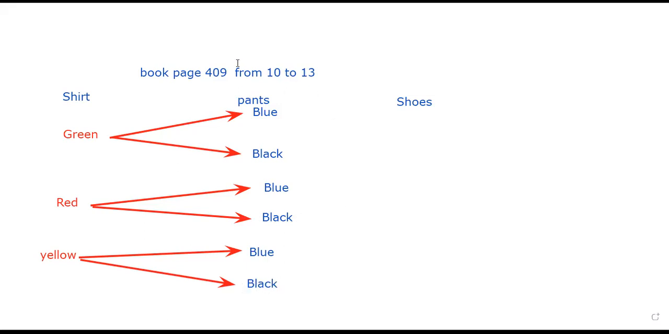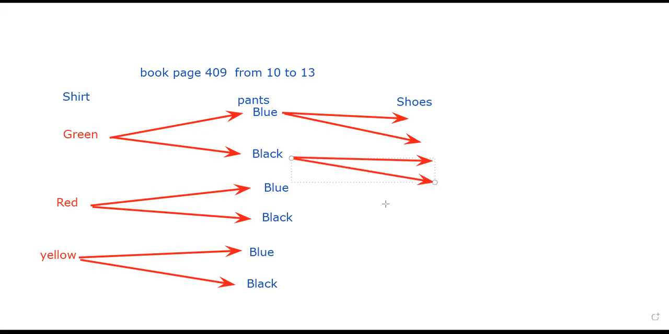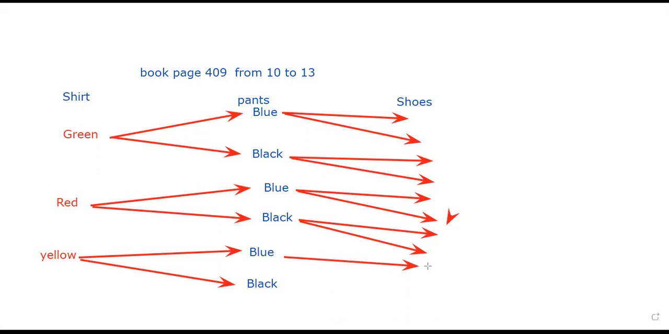In the shoes, how many choices do we have? Two only. From blue, I'm sorry, we have two choices, and black also we have two. The type of the shoes is red and checkered. So we have two, two, two, and two.